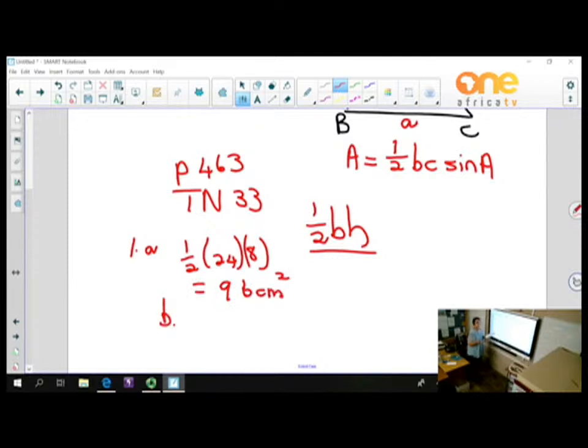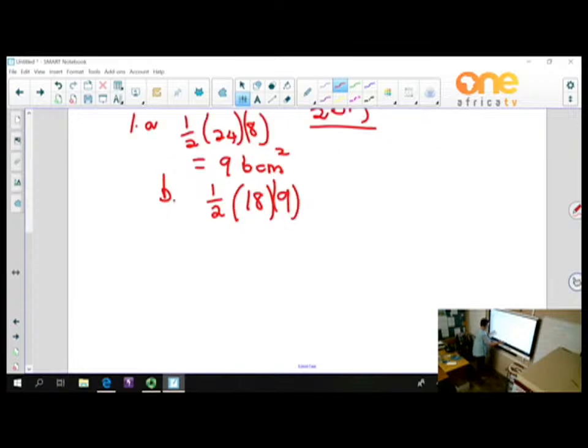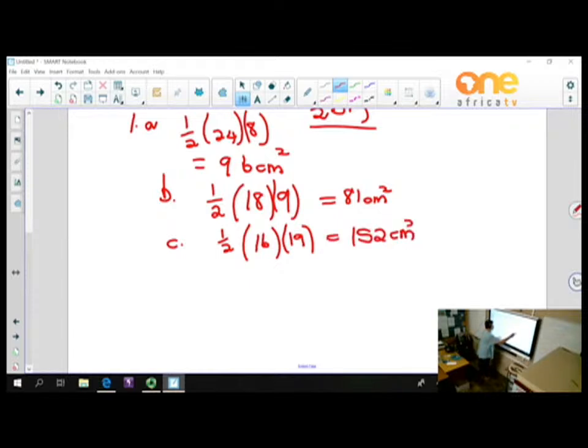Here, which two sides are you going to choose? They must be perpendicular. 18 times 9 that we will use there. 81 square centimeters. Number C. It must be the perpendicular ones. Now look at that one. The base will be 16 and the perpendicular height is 19. Half base height. They must be perpendicular. Here I got 152 square centimeters.